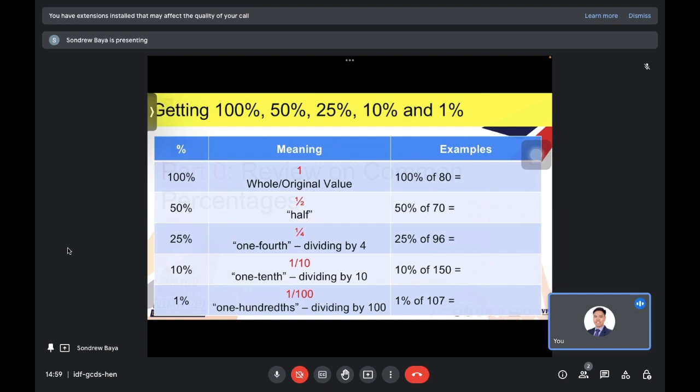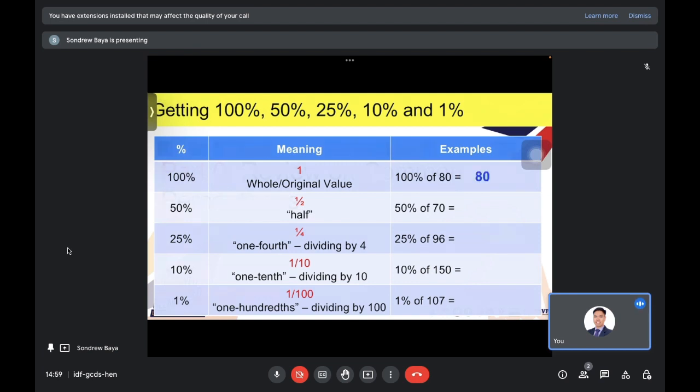So let's try to have some examples. Pause this video if you need to copy or if you need to study before we proceed with the examples. All right, let's proceed. 100% of 80, again, it's the whole or original value. It's just equal to 80.